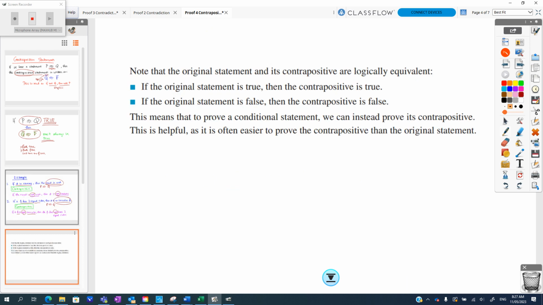So if the original statement is true, then the contrapositive is true. If the original statement is false, then the contrapositive is false. To prove a conditional, we look at the contrapositive. It's helpful to look at the contrapositive and see if it's false or true. If the contrapositive is false, then the original statement's false. If the contrapositive is true, then the original statement's true. So that's the important thing. Let's have a look. Copy that down and come across.